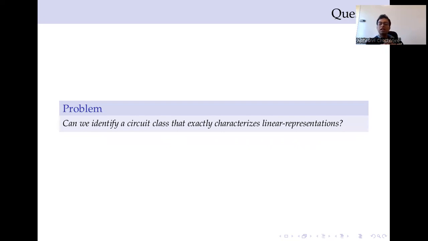Now the question we would like to ask is, can we identify a circuit class that would exactly characterize the linear representation? If you are familiar with the commutative setting, it is exactly similar to the determinant representation. We knew that determinant representation sits inside formula and circuit, and we came up with the ABP model that exactly characterizes the determinant representation. In the non-commutative case, can we come up with some circuit class that exactly characterizes this linear representation? We are not able to solve this problem, but we make partial progress.